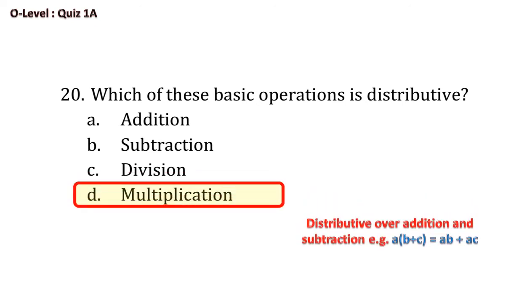Multiplication is distributive over addition and subtraction, and only multiplication has this property. For example, a into b plus c is the same as a times b plus a times c. And you can see in that example, it is the same with subtraction if you replace the plus by minus.